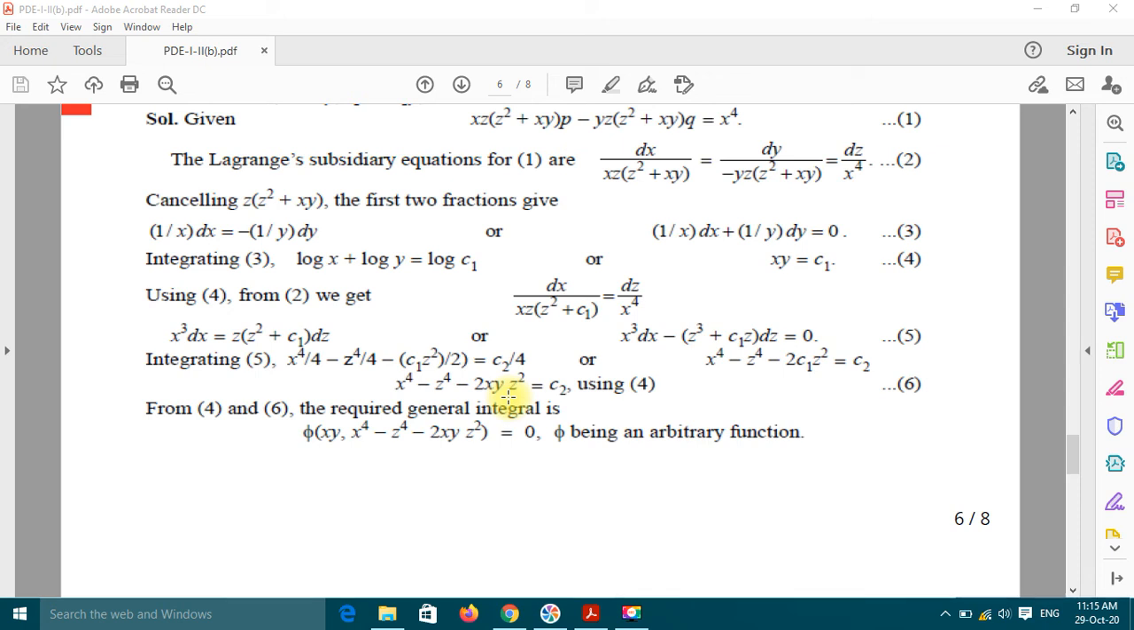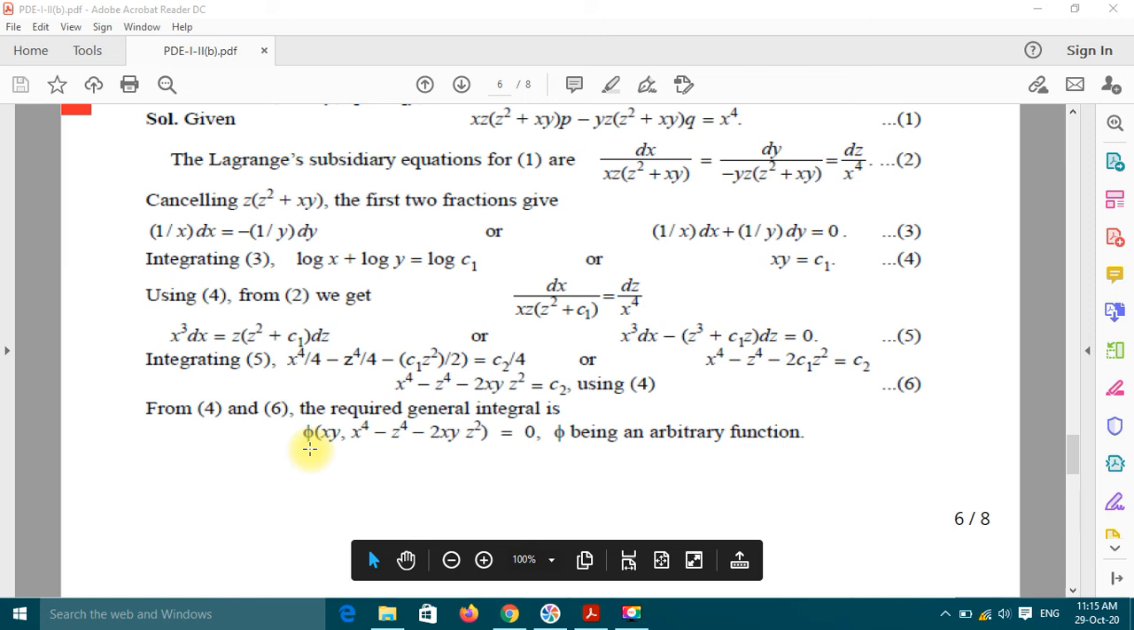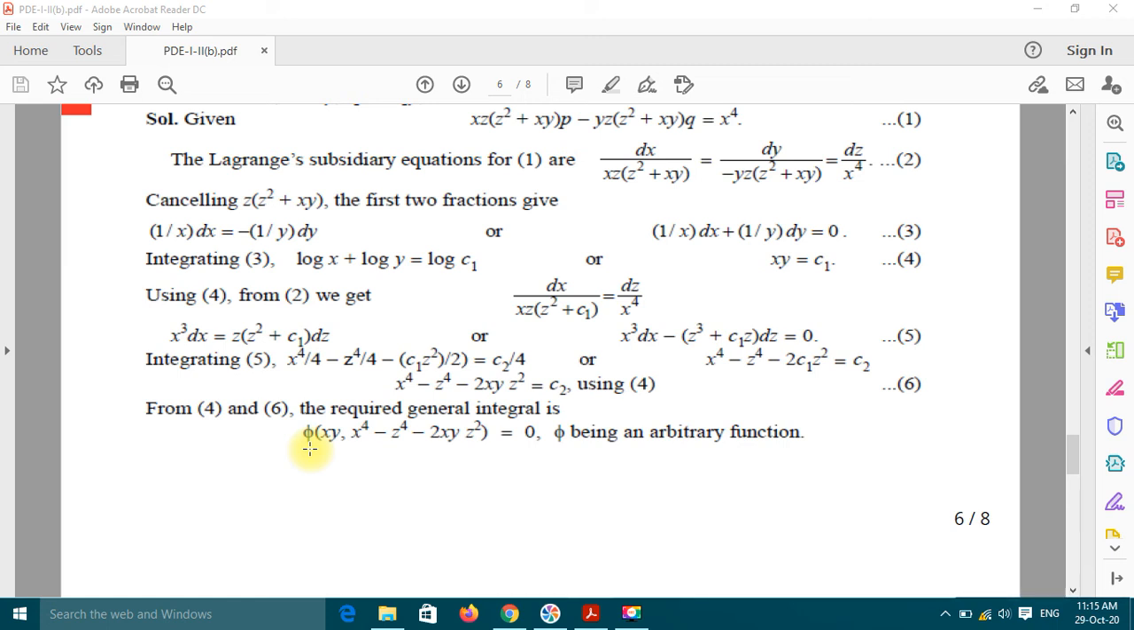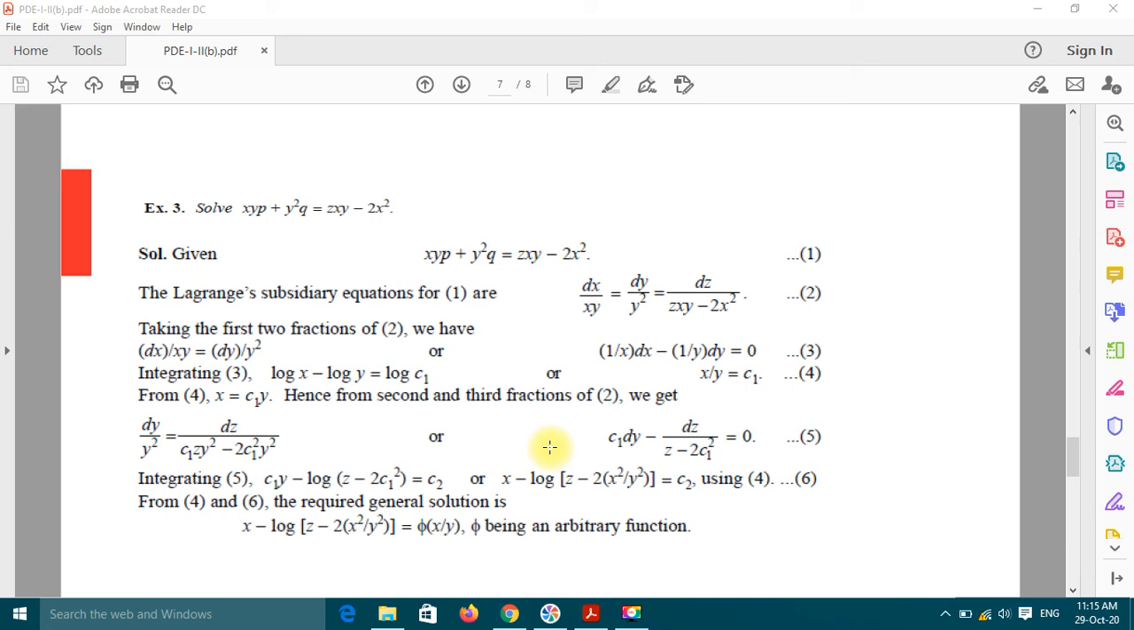So the general solution of the given differential equation is φ(u, v) = 0, where u is xy = c1 and v is x⁴ − z⁴ − 2xyz² = c2. So φ(u, v) is φ(xy, x⁴ − z⁴ − 2xyz²) = 0, where φ is an arbitrary function.